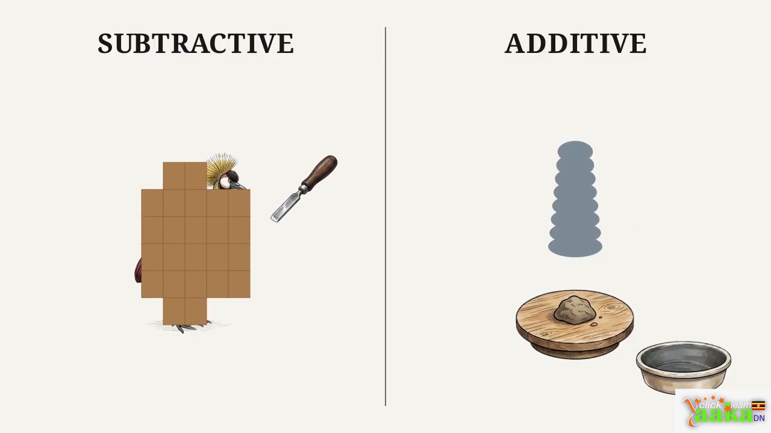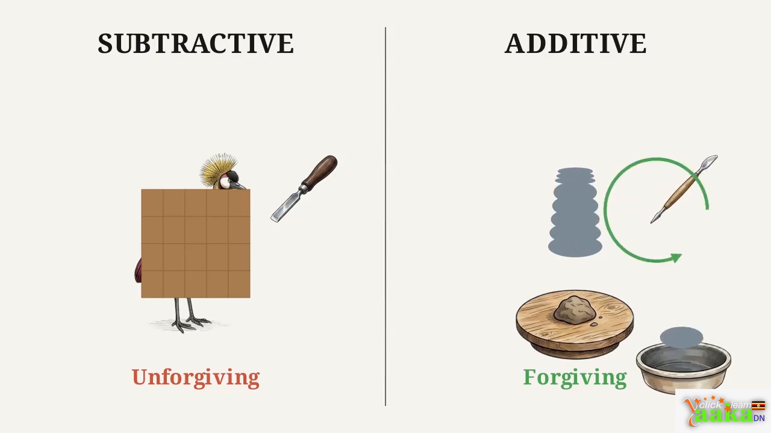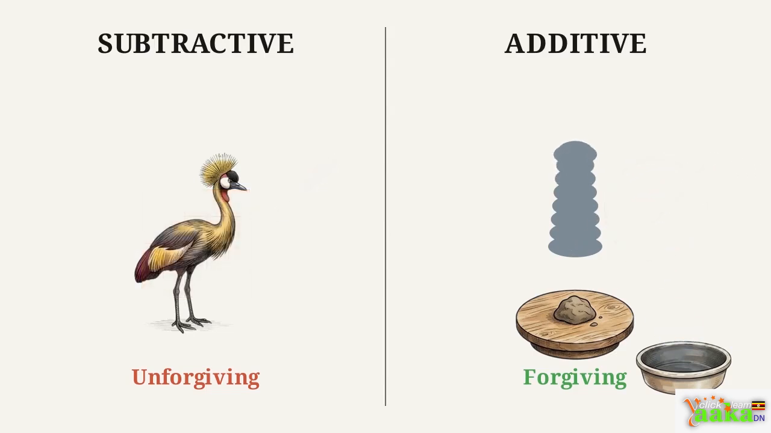The path you choose dictates your margin of error. Carving is unforgiving. Once a piece of wood is removed, it cannot go back. Modeling with wet clay is highly forgiving, allowing constant adjustments to the shape as you work.